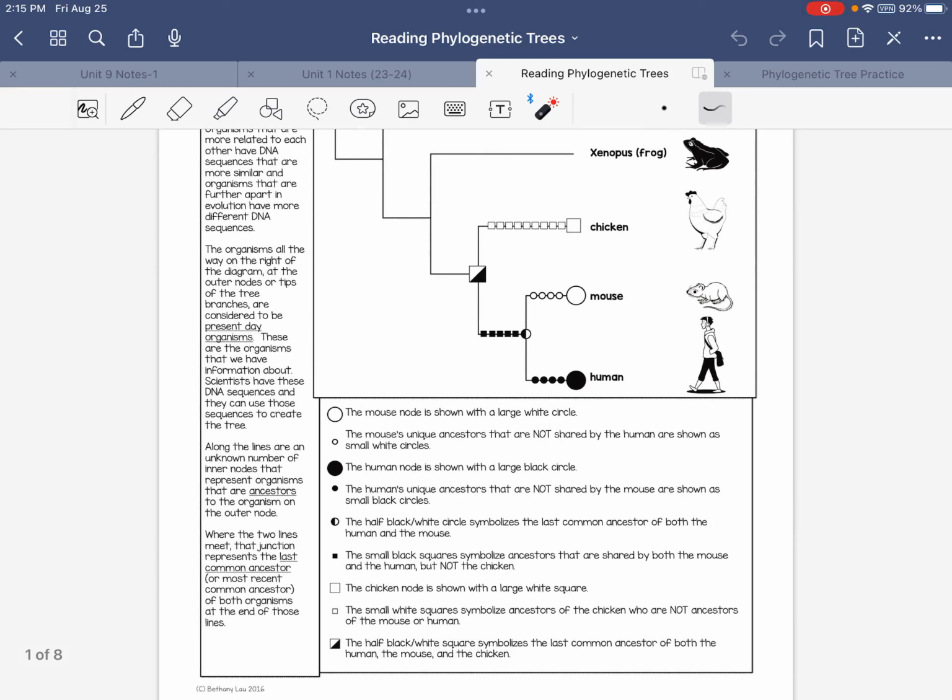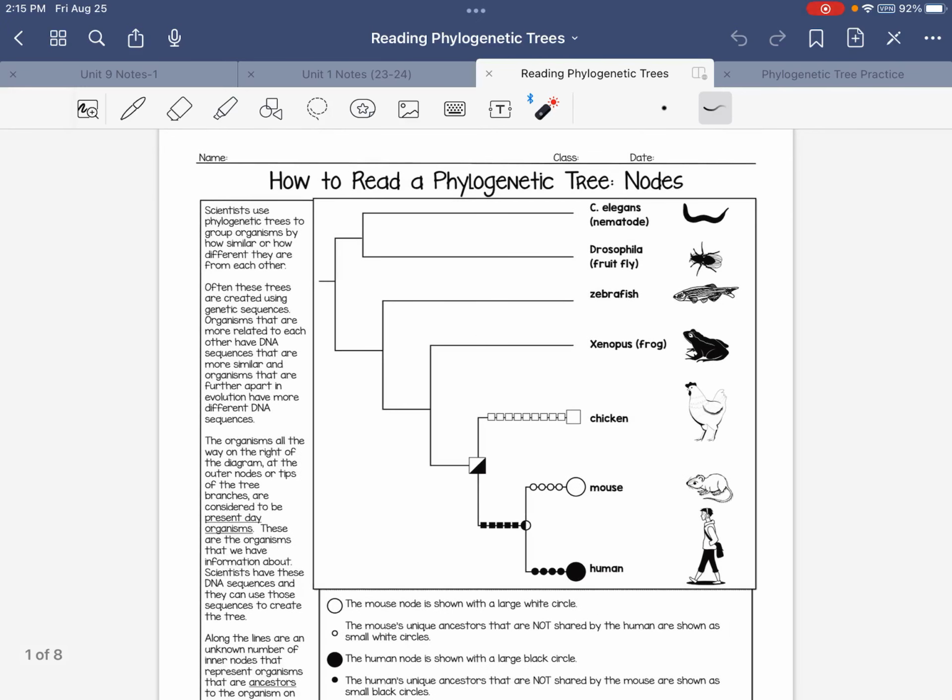Along the lines are an unknown number of inner nodes that represent organisms that are ancestors to the organisms. So for example, this square here represents the common ancestor for the chicken over here, as well as both the human and the mouse. So this individual is our common ancestor.